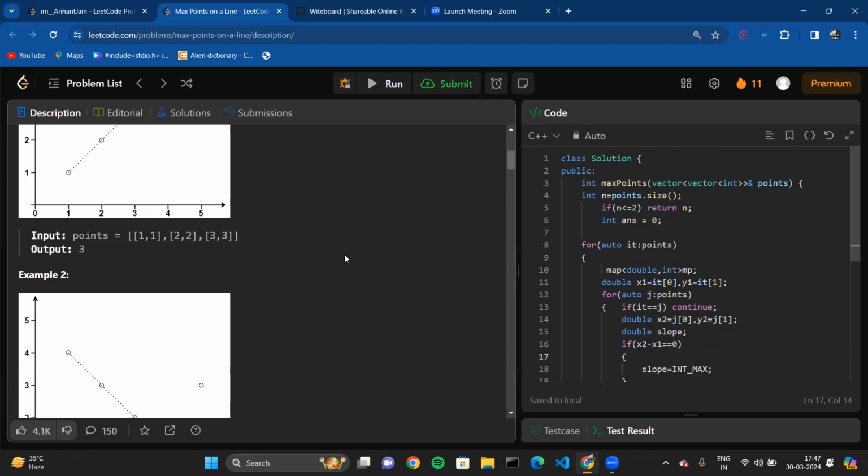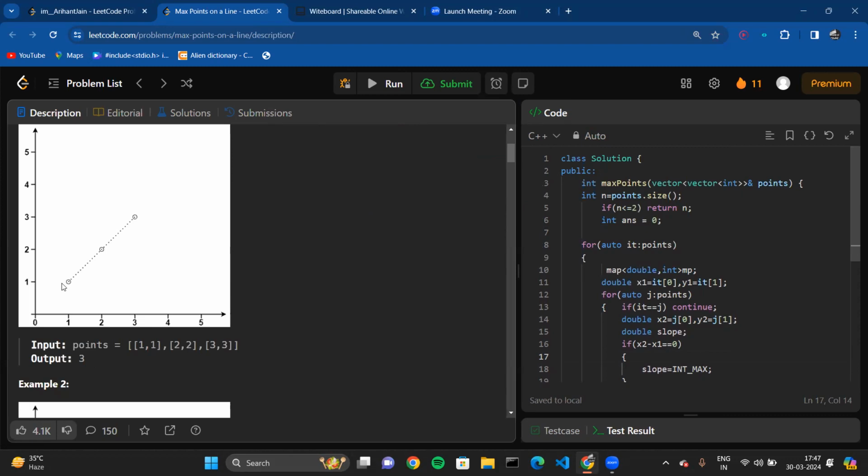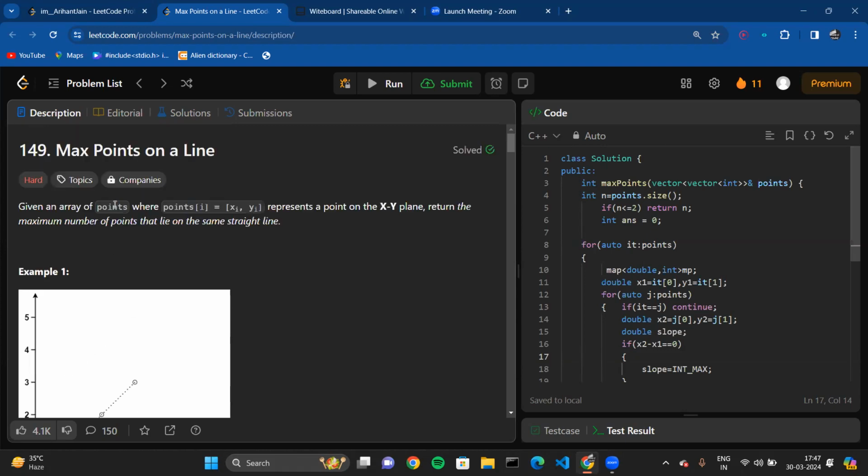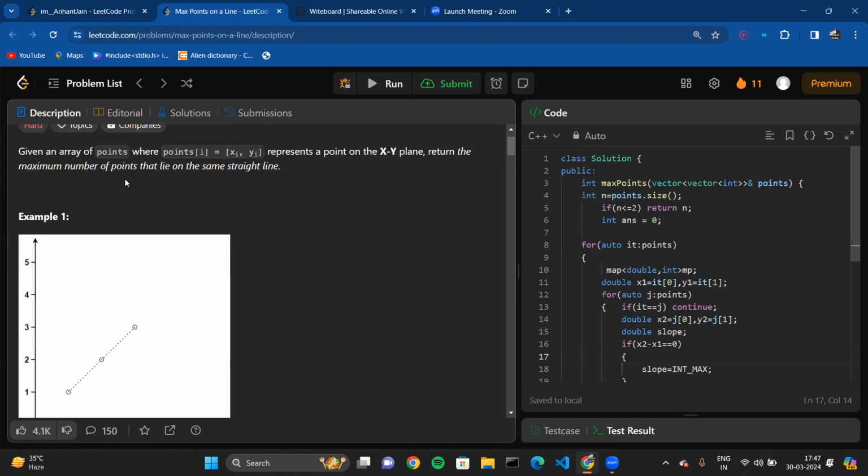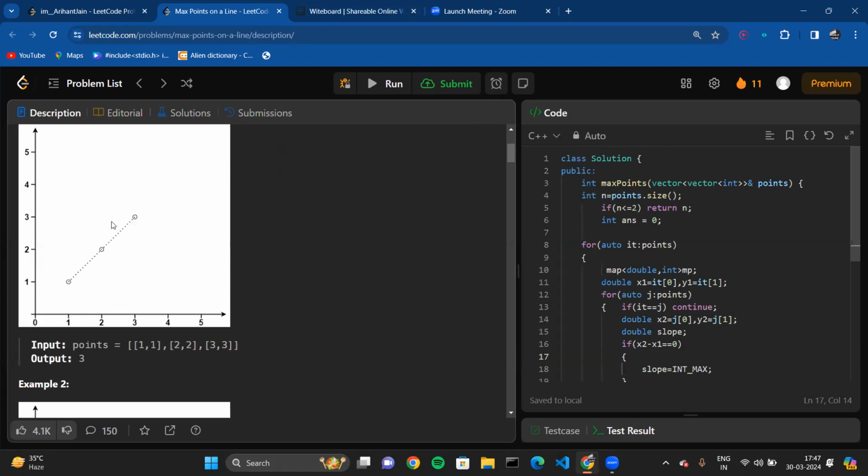Yes. So we can think in that direction that if, let's say there are these 3 points, then these 3 points will have the same slope. So we can calculate the slopes, and if the slopes are the same, that means they lie on the same line, and then we can return our answer. Yes, but there is one thing. Parallel lines also have the same slope. So parallel lines also have the same slopes, but then those points won't lie on the same line.